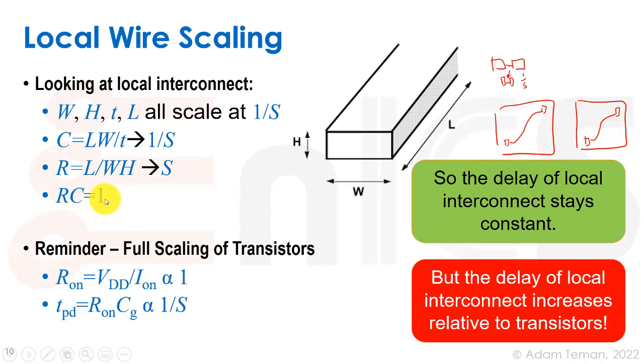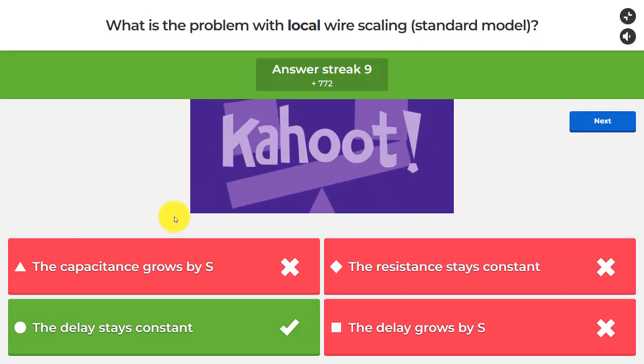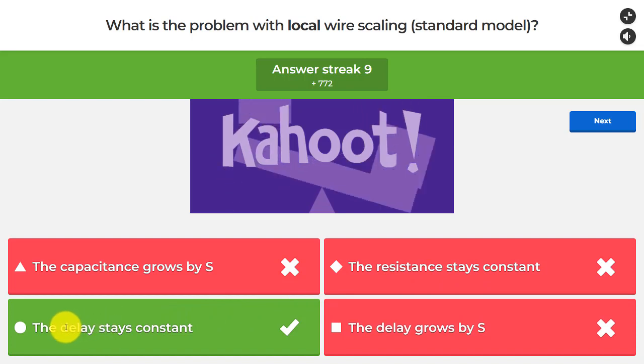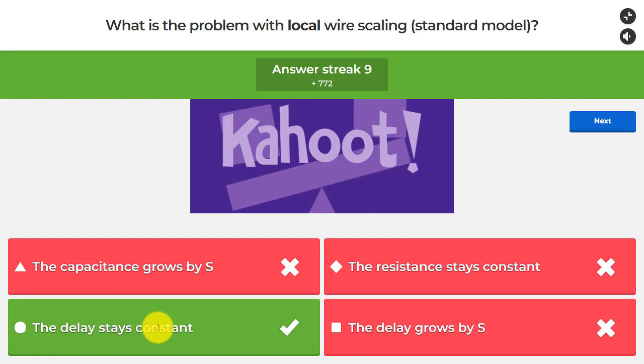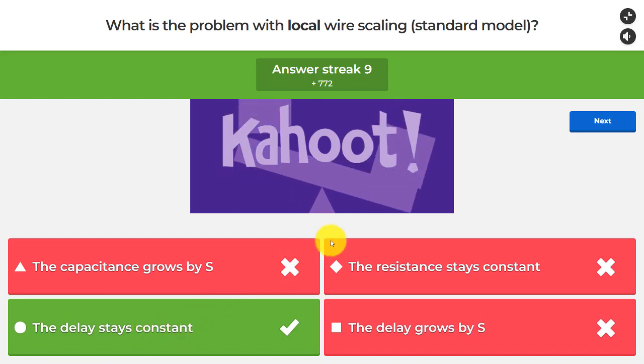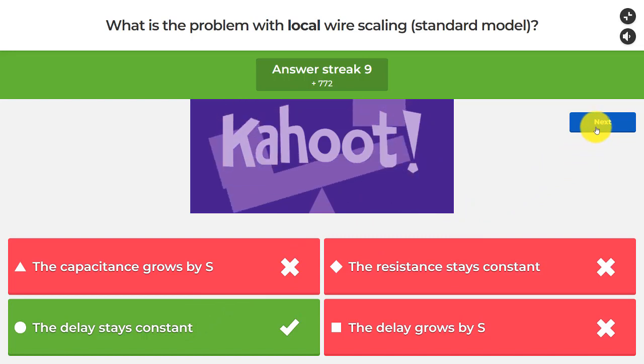It's going to be going up by a lot, and then the global wire delay has become dominant over any transistor delay, and therefore we have to do things like going up to higher, thicker metals in order to have lower sheet resistance at those higher metals in order to support those global interconnects. So the capacitance did not grow by S, the resistance did not stay constant, and the delay did not grow by S. What happens is that the delay stays constant, and that was problematic because it made the delay of the wires scale at a slower rate than the delay of the transistors themselves.